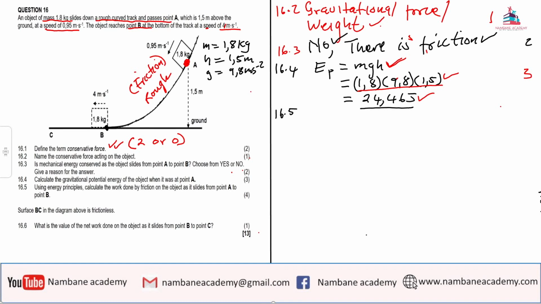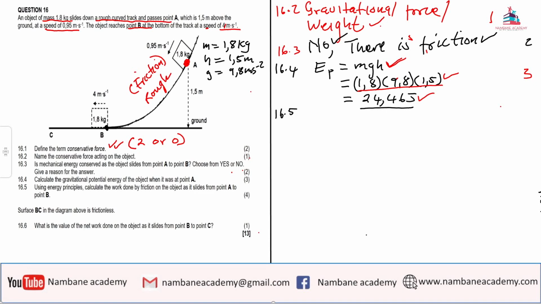We have three energy principles: work energy theorem, conservation of mechanical energy, and work done by non-conservative force. So obviously, the principle of conservation of mechanical energy will not work because there is friction. So the first option will be work energy theorem. Why? Because it always works. That is what we said.